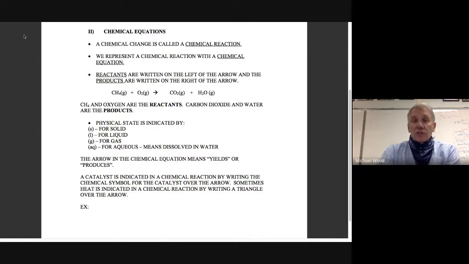The arrow does not mean equals. So we wouldn't go back to that equation and say CH4 plus O2 equals CO2 and water. We would say CH4 plus O2 yields or produces CO2 and water.